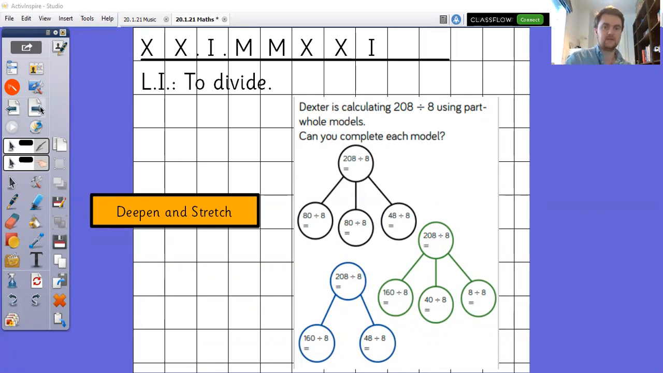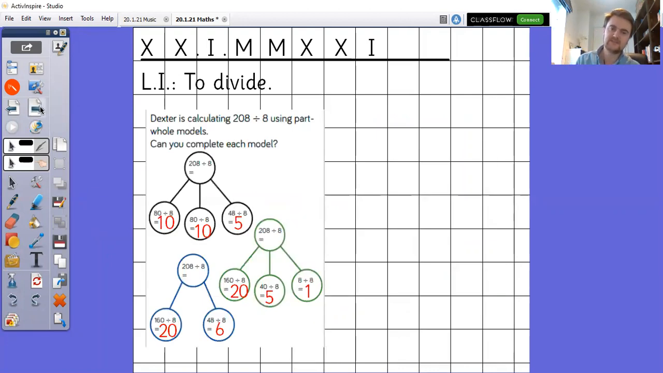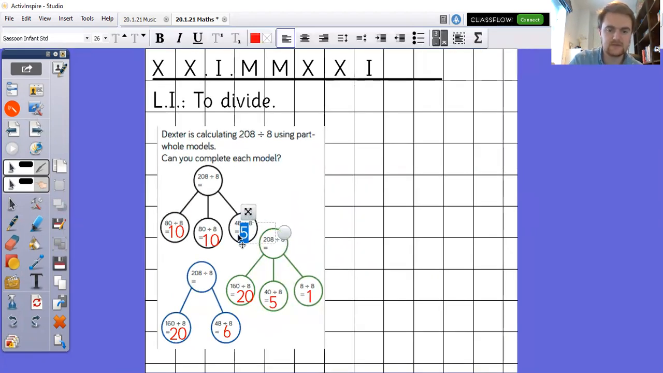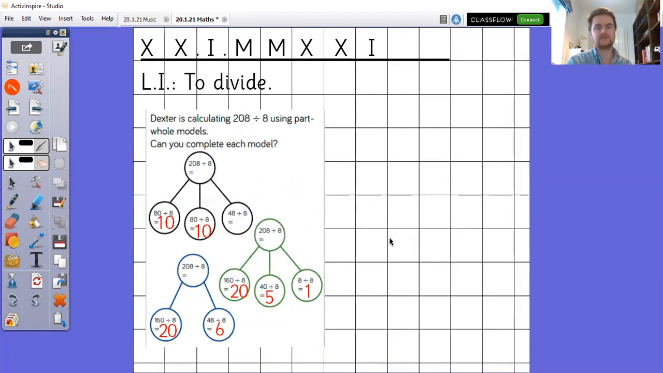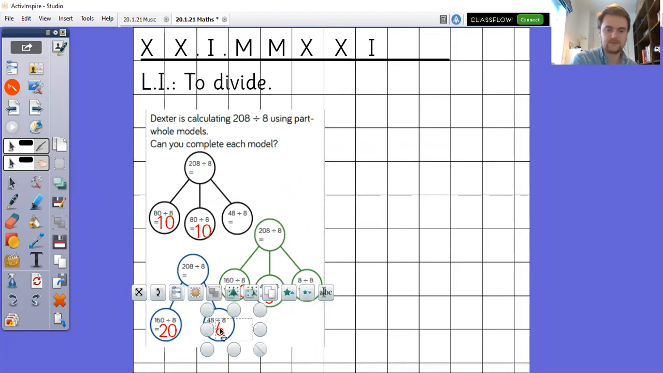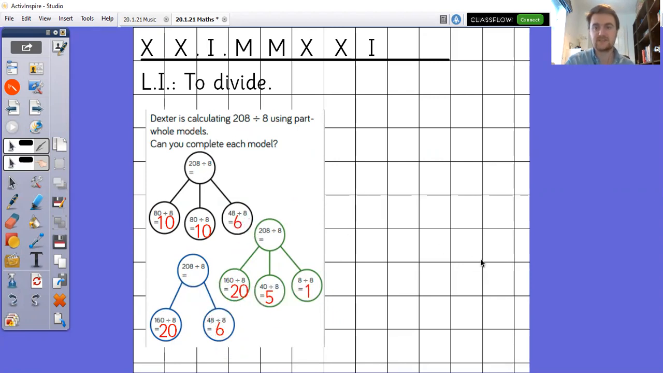Okay, then let's have a look. So he's partitioned in the top one, 208 into 80, 80, and 48. We know that 80 divided by 8 is 10, so 10 and 10 is 20. 48 divided by 8 is not 5, Mr. Benton, it is 6. So if we add those answers together, 10 plus 10 plus 6 is 26.